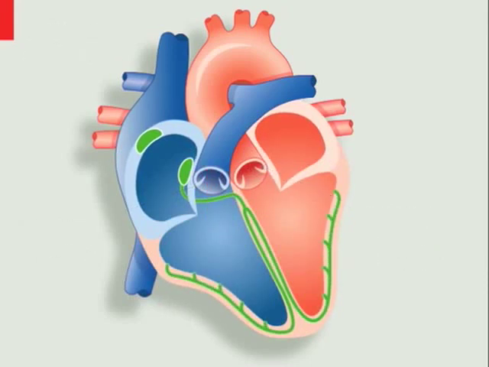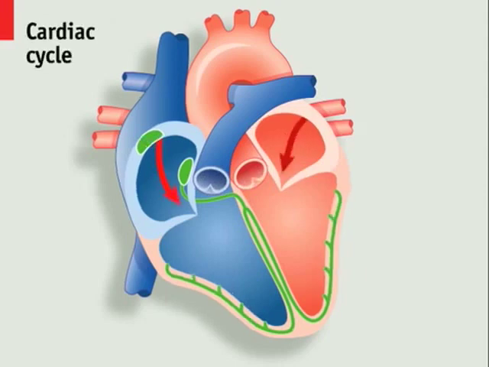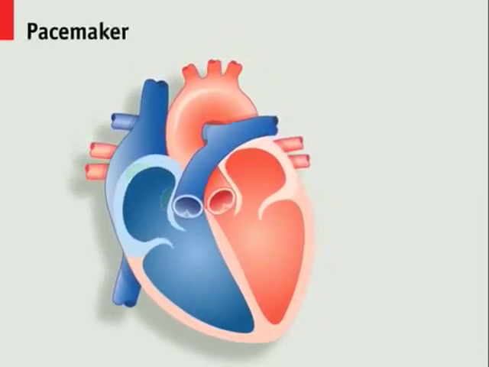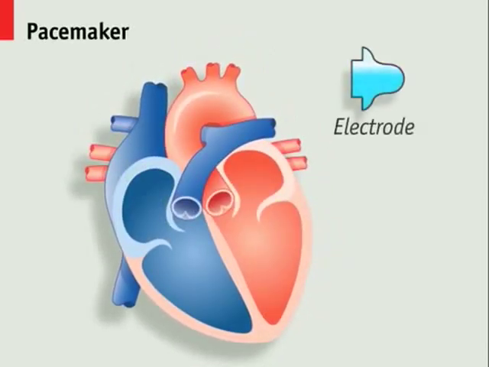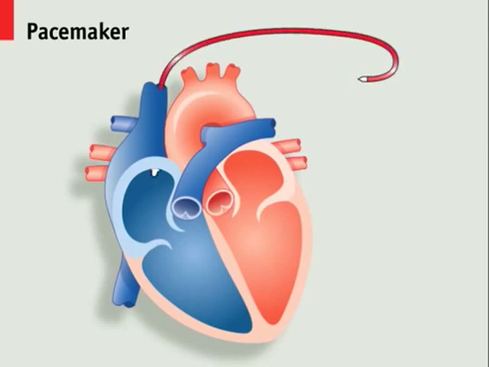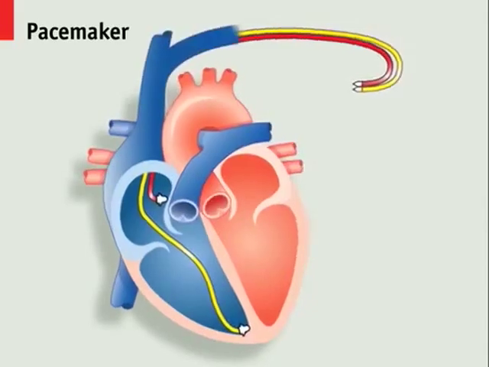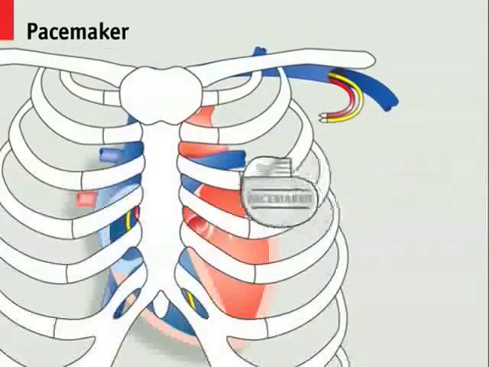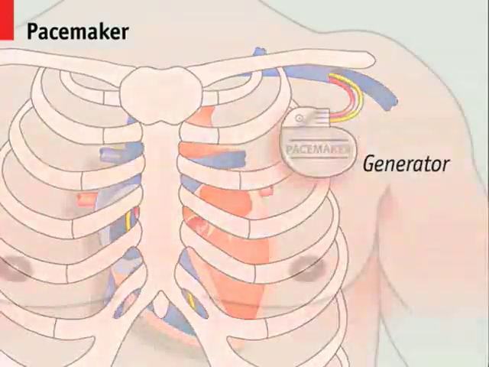Sometimes the communication between the SA and AV node is lost. And so the ventricles have to be stimulated with an implantable device known as a pacemaker. The electrode leads are fed through the subclavian vein, through and into the ventricle, stimulating it on a regular basis.